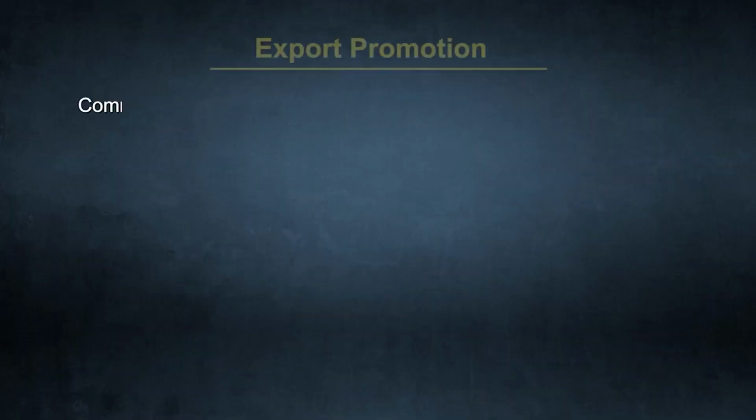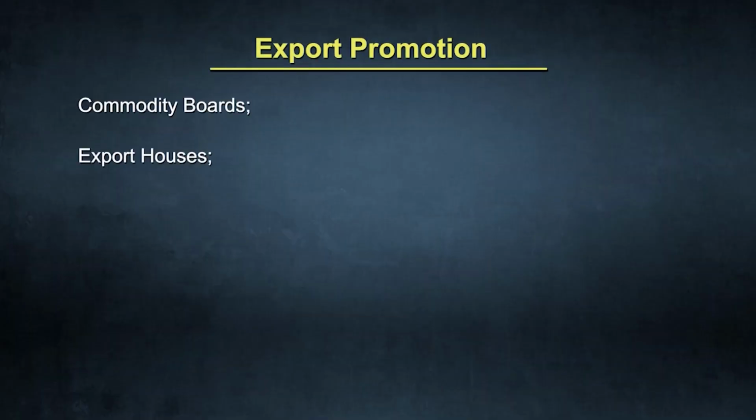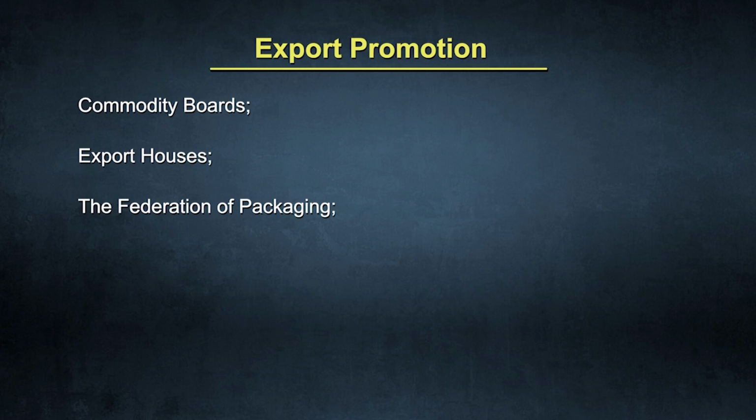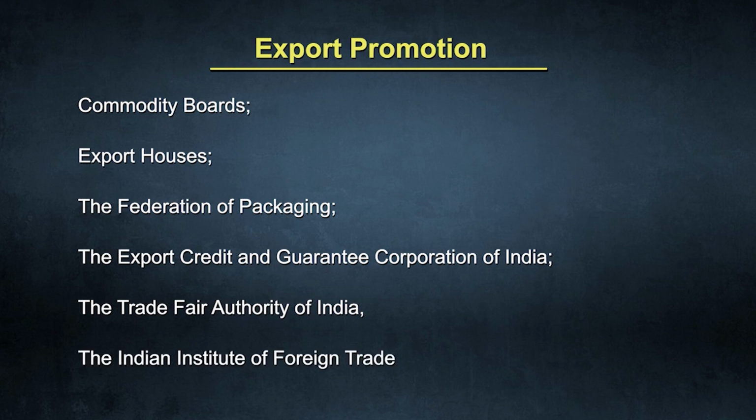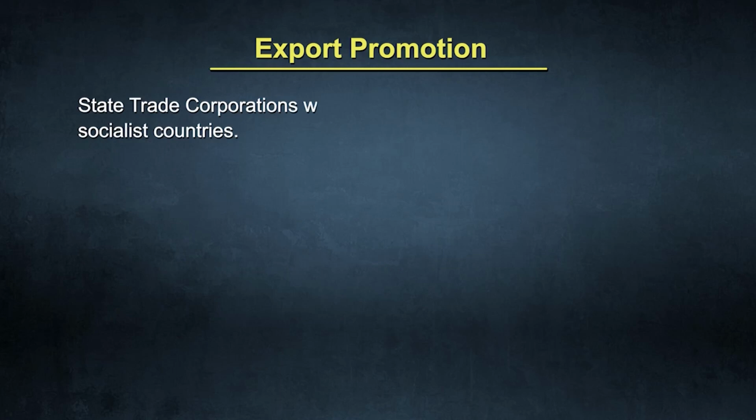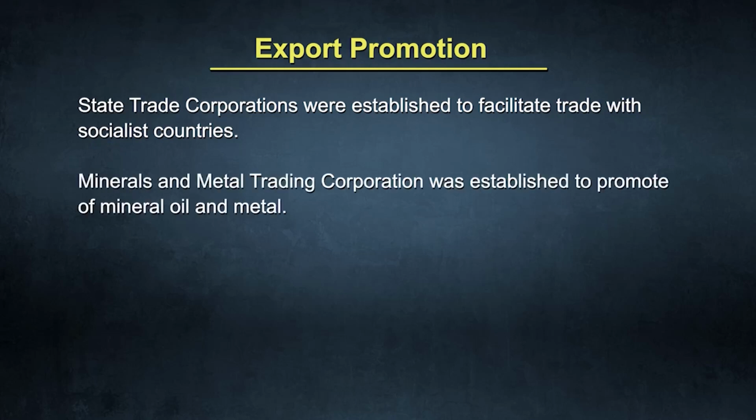Now, many organizations were also established to promote exports and mainly to implement the export promotion measures of India. And these include commodity boards, export houses, the Federation of Packaging, the Export Credit and Guarantee Corporation of India, the Trade Fair Authority of India, the Indian Institute of Foreign Trade, etc. State trade corporations were also set up to facilitate trade with the socialist countries in particular, and minerals and metal trading corporations were established to promote the exports of mineral oils and metals.